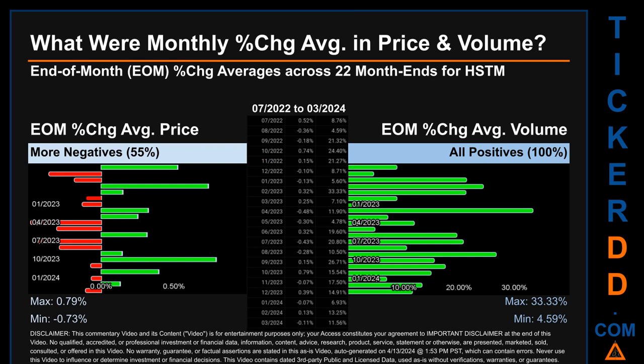Price saw an end-of-month max of 0.79% in average percentage change along with a minimum of minus 0.73%. For volume, the maximum and the minimum monthly percentage change were respectively 33.33% and 4.59%.